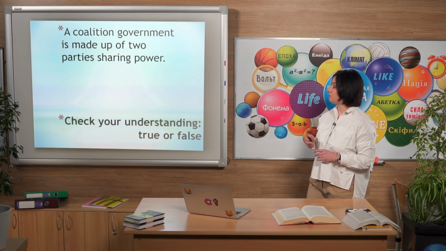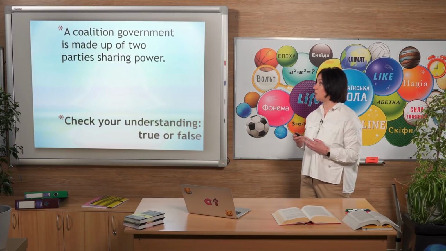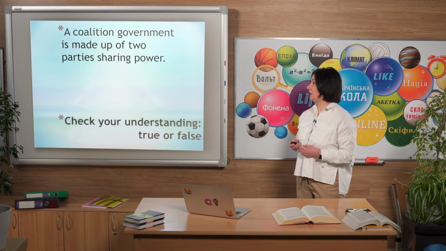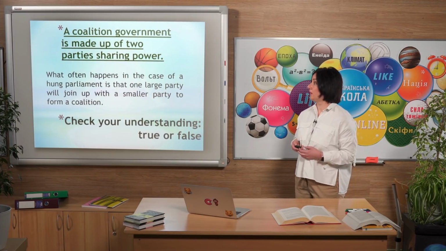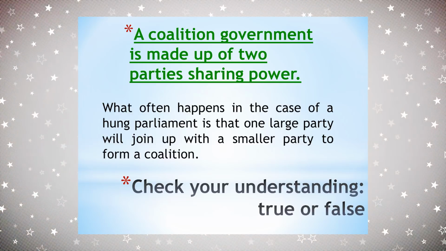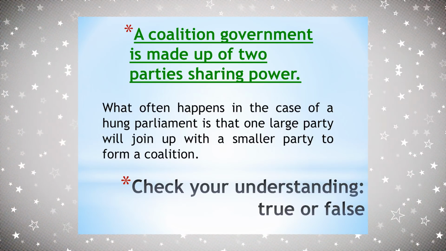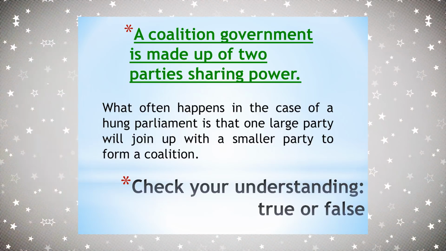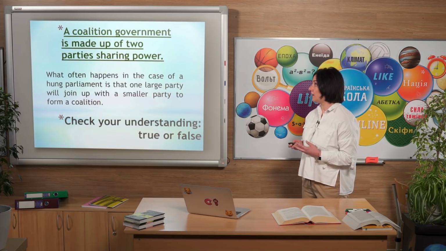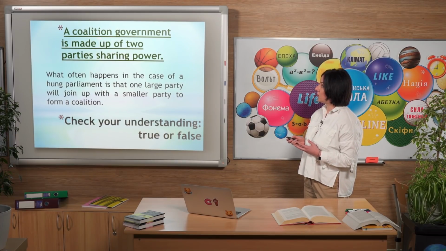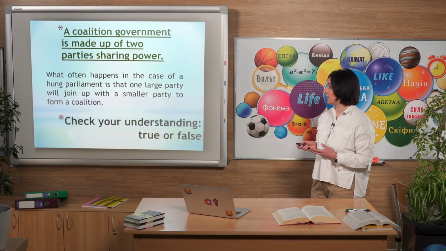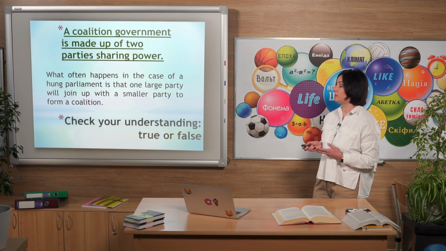Okay, let's move further. So, a coalition government is made up of 2 parties sharing power. And this statement is true. Again, marked green. And the sentence in the text says, what often happens in the case of a hung parliament is that one large party will join up with a smaller party to form a coalition. Here in the task we have the other words, and it is said a coalition government is made up of 2 parties sharing power, and here they use these synonyms. So will join up with a smaller party to form a coalition. So sometimes you need to be aware of synonyms and to look for the synonyms in the text.